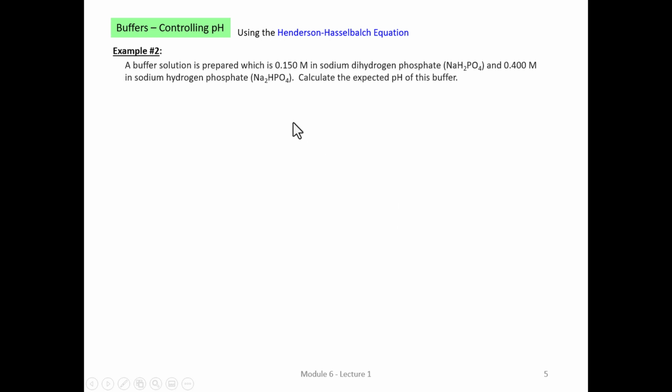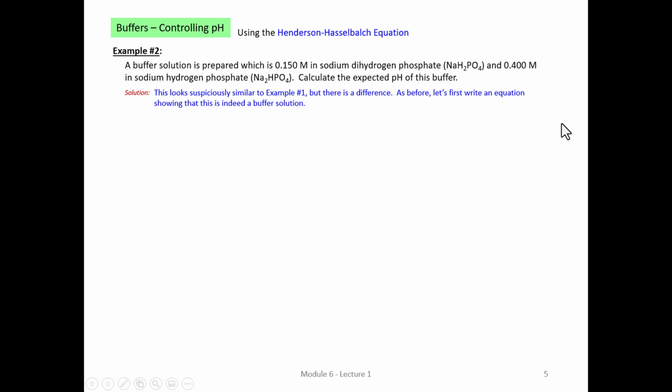Let's look at a second example. Suppose a buffer solution is prepared, which is 0.15 molar in sodium dihydrogen phosphate and 0.4 molar in sodium hydrogen phosphate. Calculate the expected pH of this buffer. Well, this looks suspiciously similar to the first example that we did just on the previous slide, example number 1. But there is a difference.